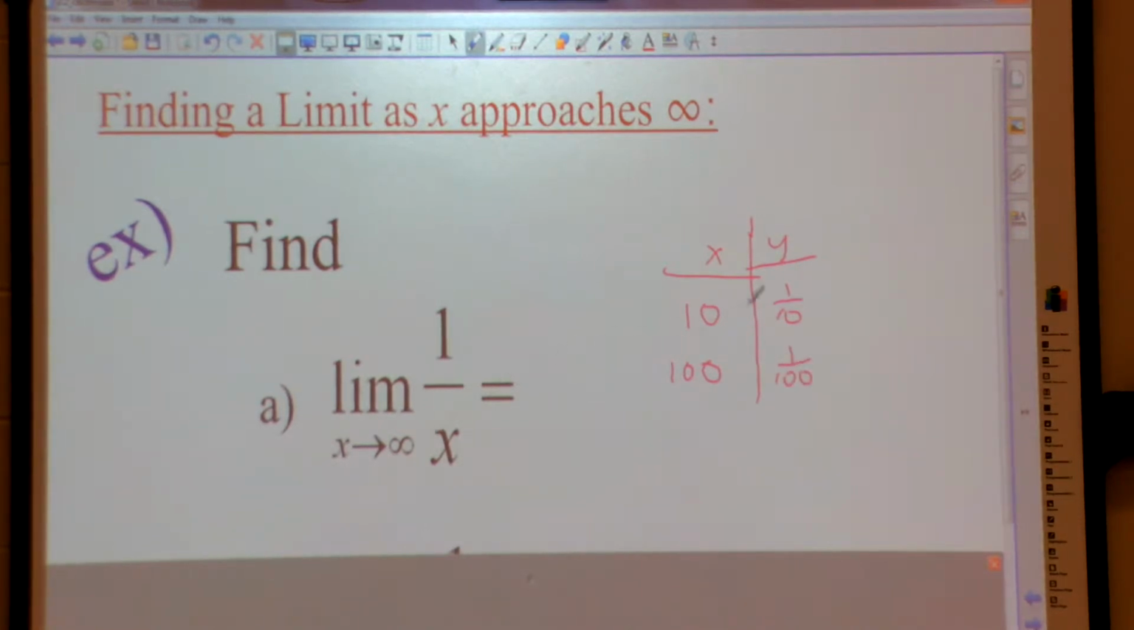We're just plugging in. Now, I'm picking these numbers because I'm going towards infinity, so I'm just going to keep adding the 0. Pick 1,000. 1 over 1,000. You get the idea here? I can keep going and pick 10,000, but these numbers are getting bigger and bigger and bigger because I'm going towards infinity. But here, what's happening in this number? Smaller and smaller and smaller to the point where it's going to be almost 0.